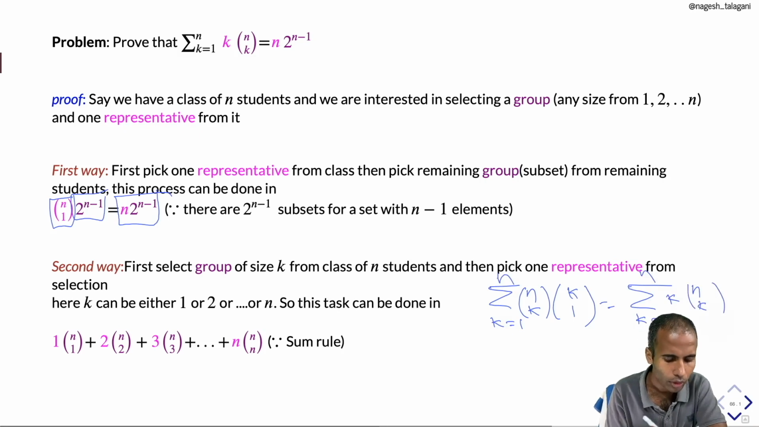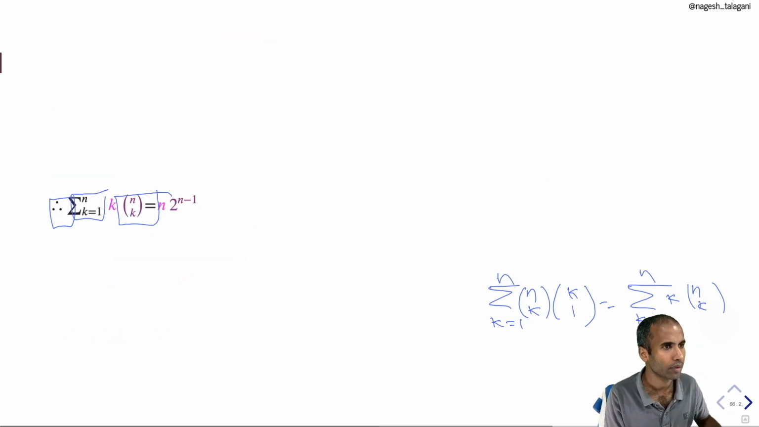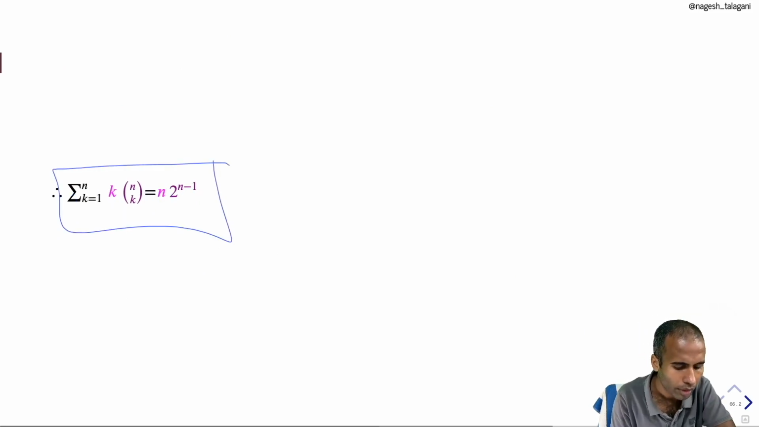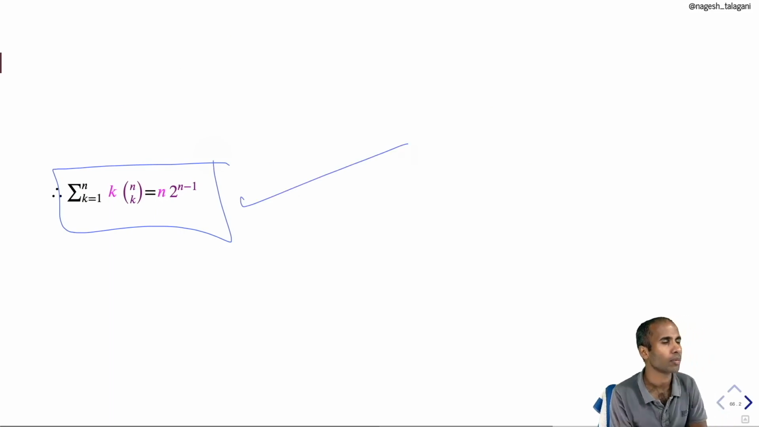Okay, but both are counting the same object, that's why we must have this. So the summation of k times n choose k equals n times 2 to the power of n minus 1. Okay.